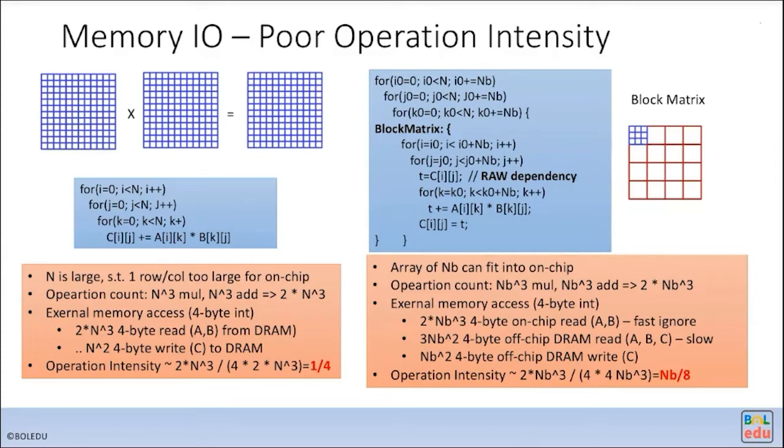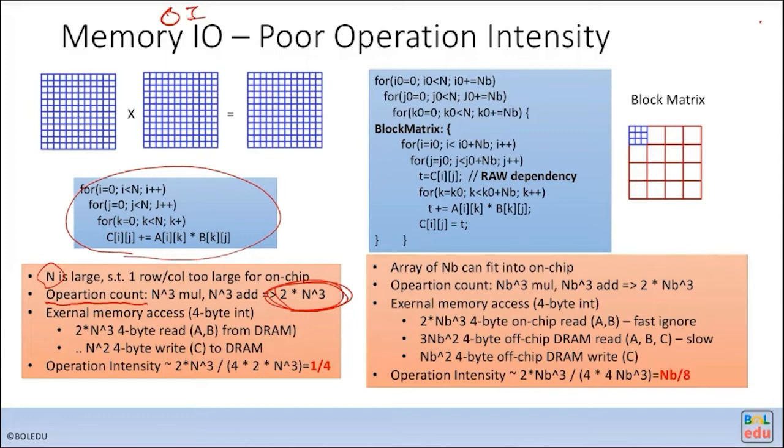Okay, so let's investigate the OI, the operation intensity. For matrix multiplication, let's say n is very large, so that you could not save it on chip. So everything is accessed from memory. Let's calculate the OI. We know the operation count is n to the power 3, and you have a multiplication and add.